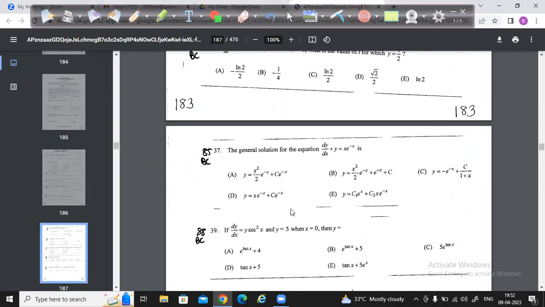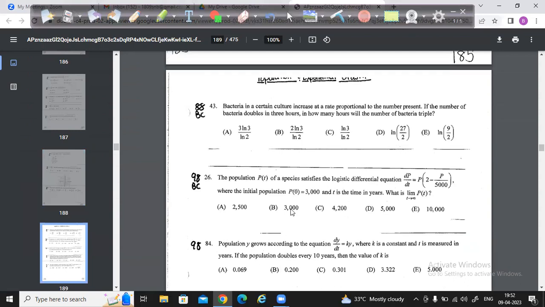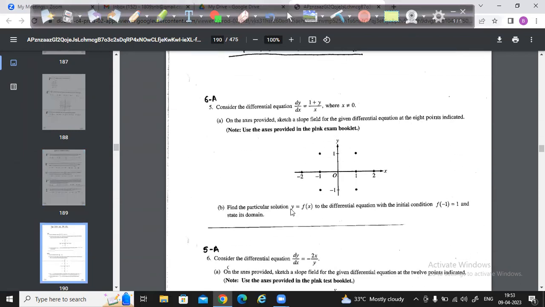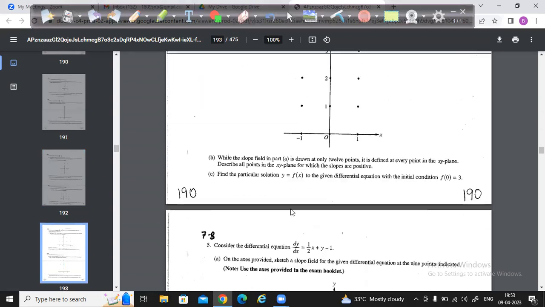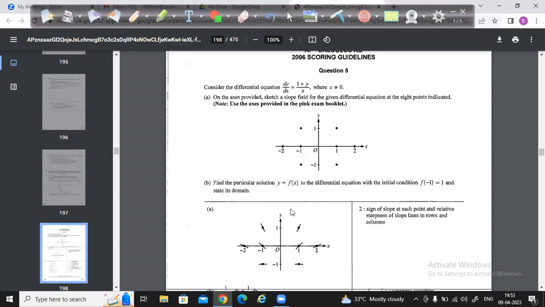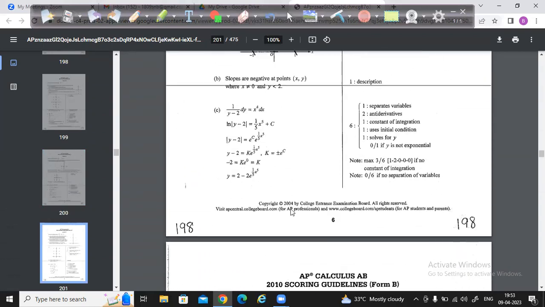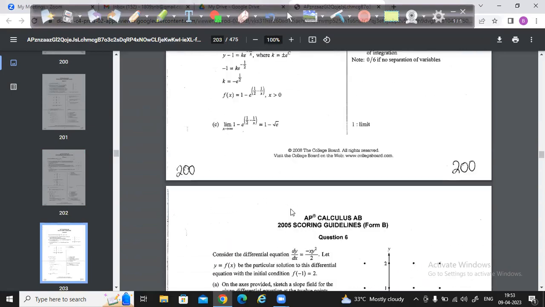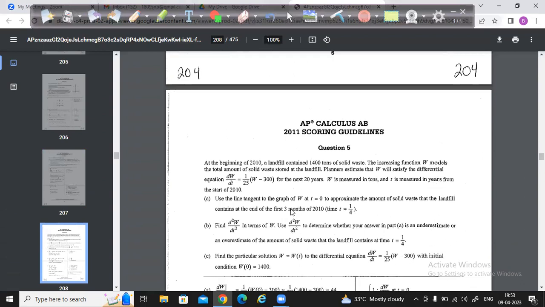Then we will move on to differential equations. We'll follow what is there here. So then differential equations, slope fields. I'll explain all these differential equations and slope fields. Then I think he has given area under the curve, then areas, then volumes. So tomorrow's class, I'll cover this for you.